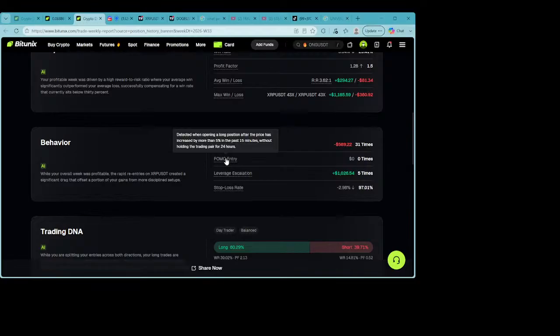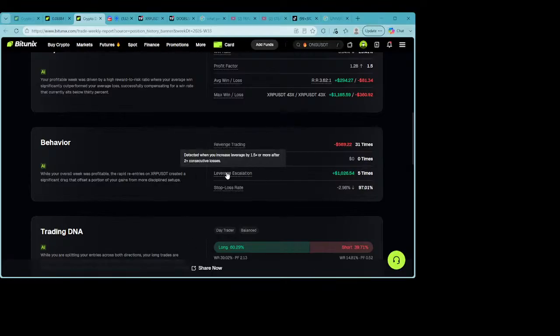Now FOMO. Notice this time around I didn't do any FOMO trades because I was focusing on revenge trades. It's detected when opening a position after the price has increased by more than 5% in the past 15 minutes without holding the trading pair for 24 hours. So that's more like in the swing trades, where you let something run and then you jump in as things start rolling.